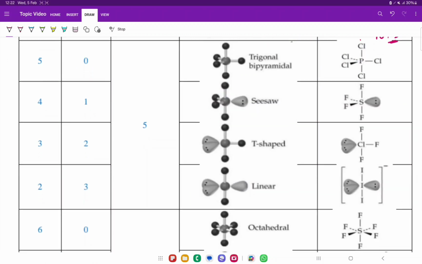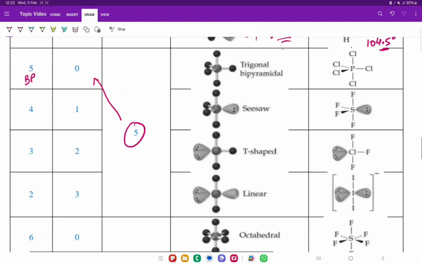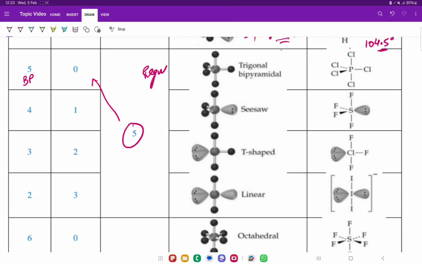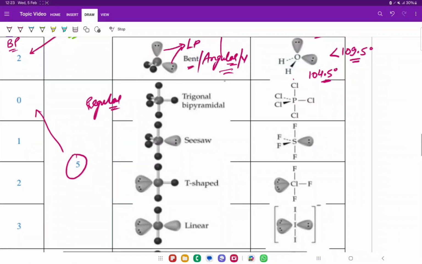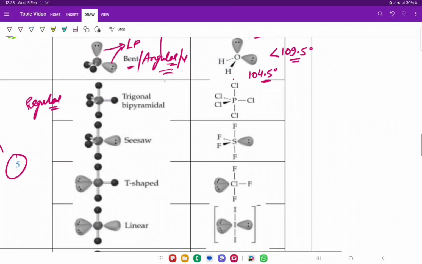Now the next is 5 electron clouds. If a molecule has 5 electron clouds, condition number 1 is 5 plus 0, all 5 are bond pairs and there is no lone pair. And it is the regular geometry, called trigonal bipyramidal. These 3 bonds are called equatorial bonds. These 3 equatorial bonds are at an angle of 120 degrees with each other.